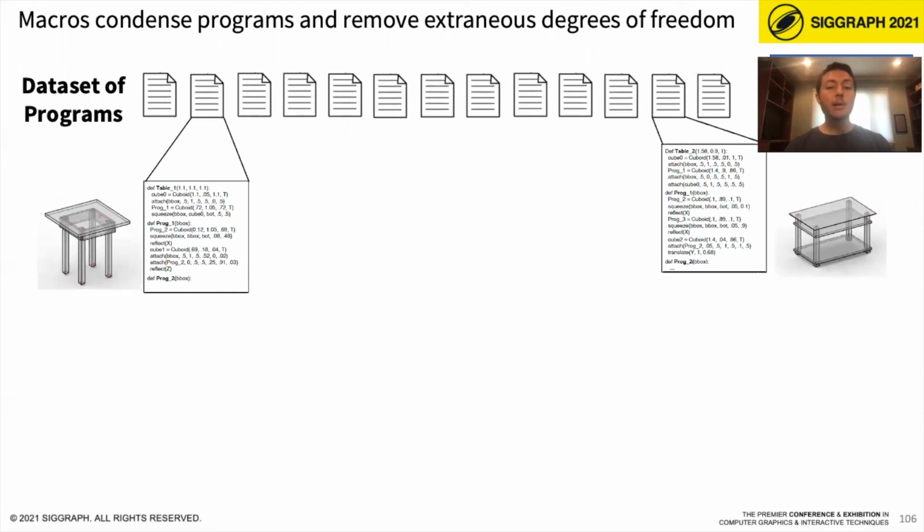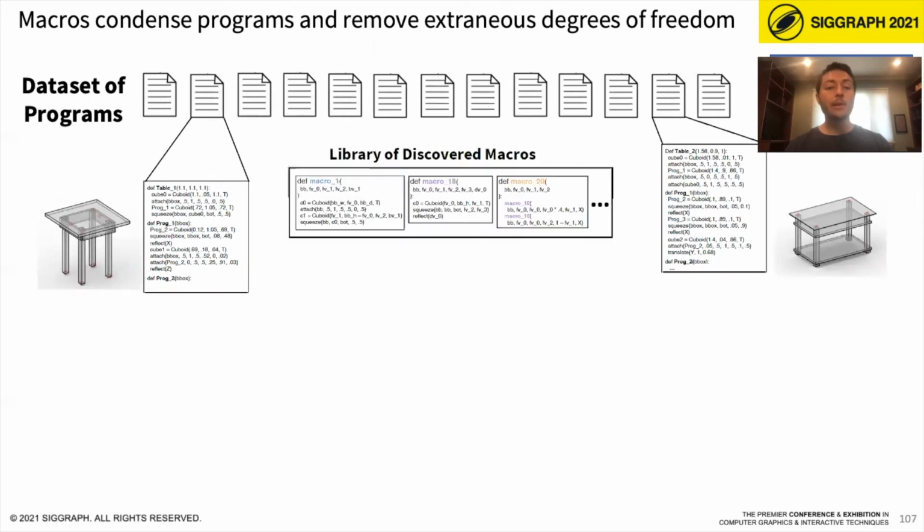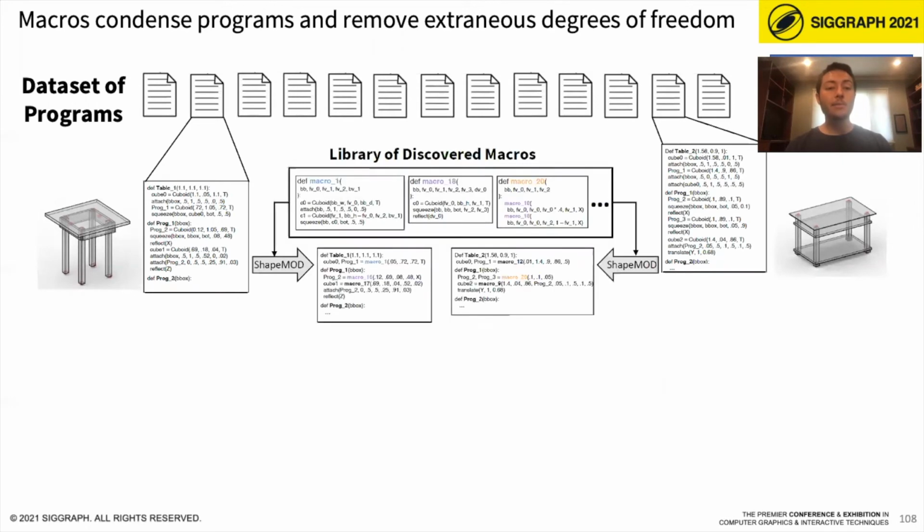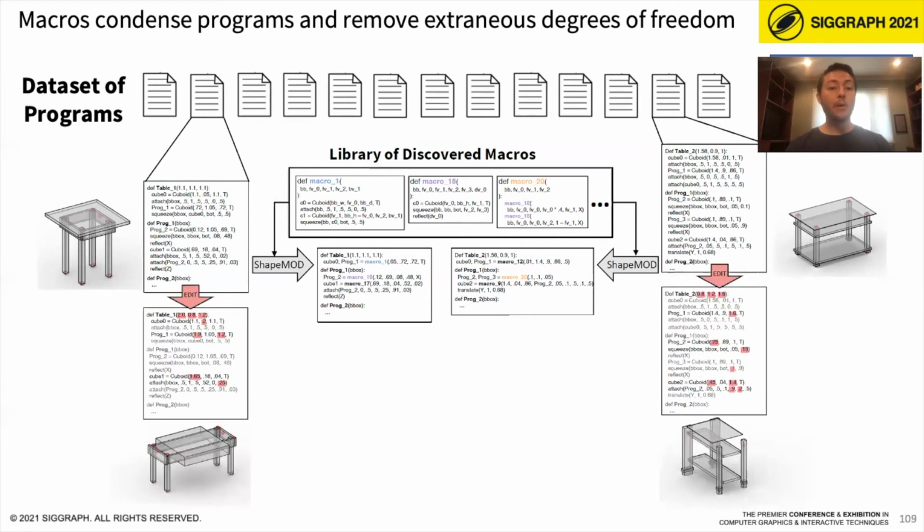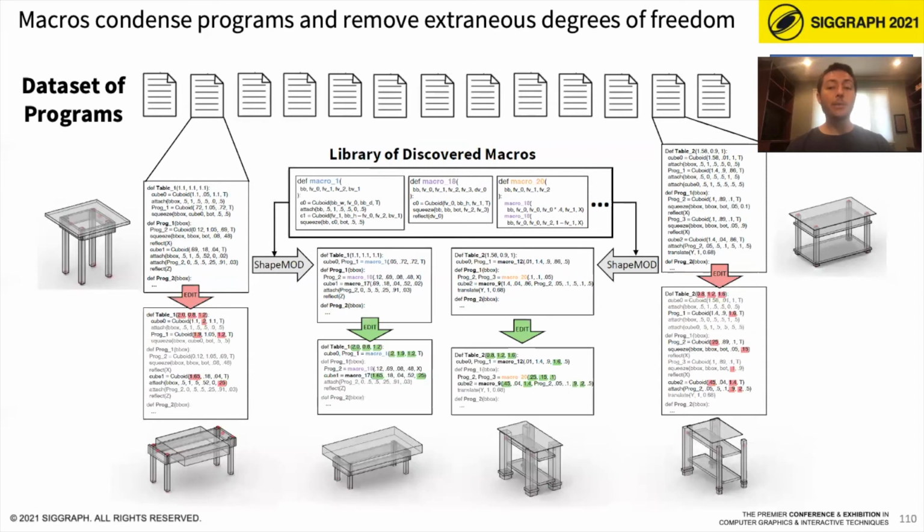We run ShapeMOD over the collection of input programs to discover a library of macro functions. ShapeMOD can then find rewrites of the original programs using the discovered macros in order to remove extraneous degrees of freedom. Performing corresponding program edits to the original programs without macros, and the refactored programs with macros, demonstrates the benefit of ShapeMOD. The discovered macros capture parametric relationships that better preserve shape plausibility under manipulation.